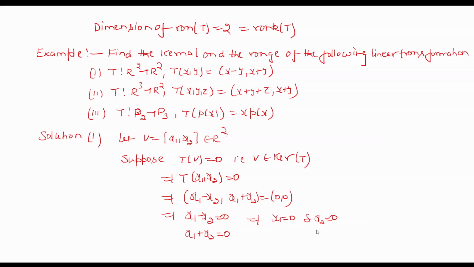So therefore, what is the kernel? V is equal to (0, 0), and therefore the kernel of T is equal to {(0, 0)}. Only the zero vector of R square is mapped to the zero vector of R square by this transformation T, which is defined by (x minus y, x plus y). Now find out the range of T.